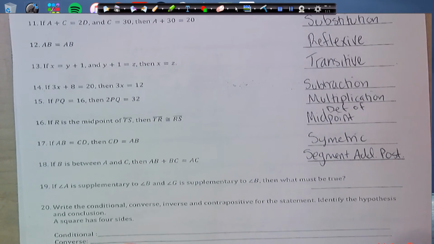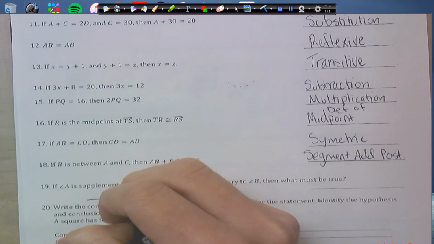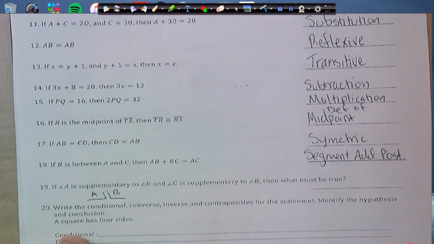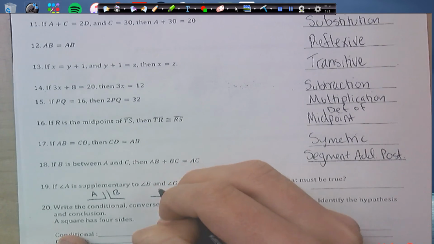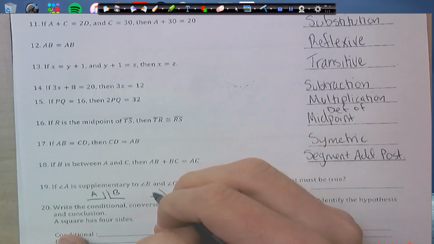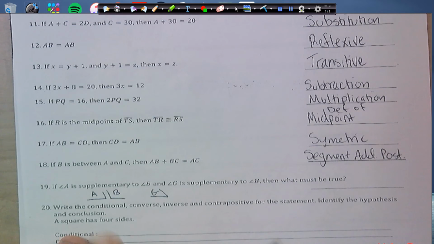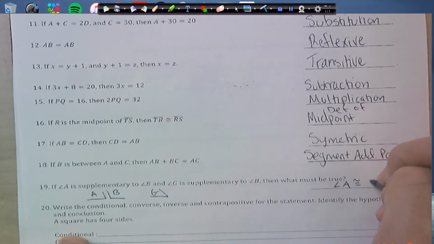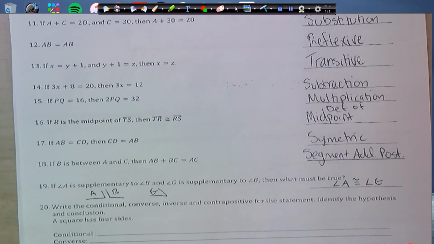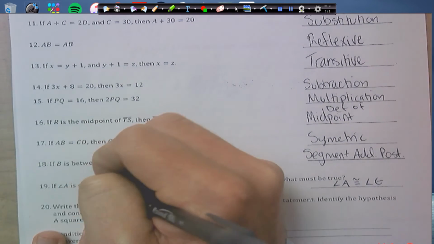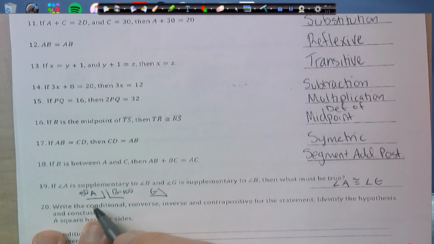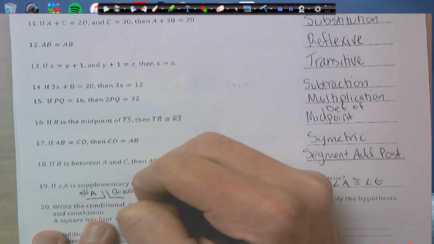I like to draw a picture for this. So A, and this will be A, this is B, so they're supplementary. A is supplementary to B, and G is supplementary to B. So let's see, it would be G. Then what must be true? Well, it means A and G are going to have to be congruent. Angle A is congruent to angle G. We can try numbers with this. For example, I can try 100 for B, so this would have to be 80. And the only other number that G could be with that would be 80 as well.